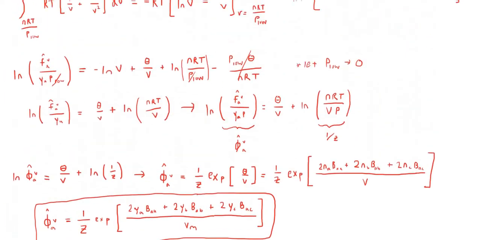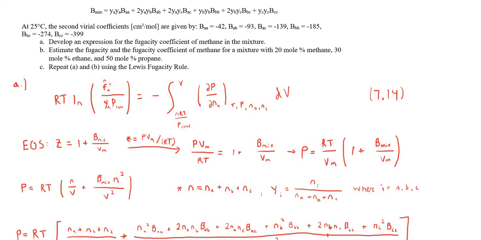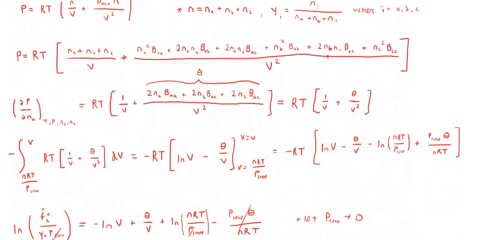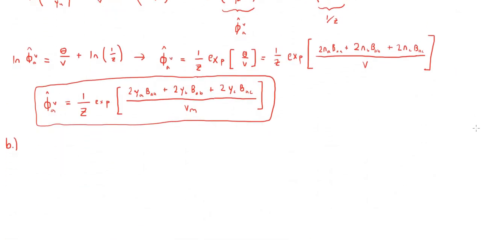First, we need to calculate the value of Bmix with this equation right here. And when you calculate it, you need to remember that these constants, BBC, and all of these virial coefficients are given in centimeter cubed per mole, and we want this in meters cubed per mole. So in your conversion, make sure to account for that. And when you do the conversion, you get that Bmix is equal to negative 2.392 times 10 to the negative fourth meters cubed per mole.